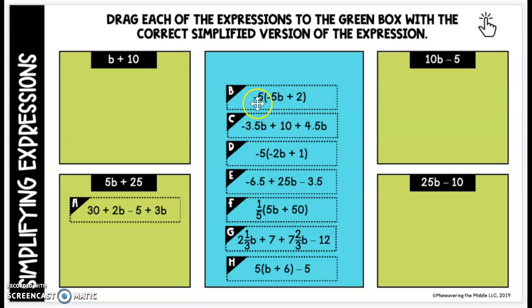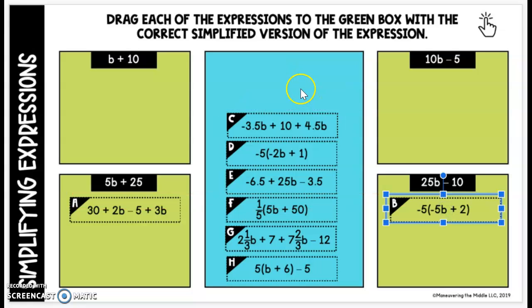So for instance, now we're going to distribute our negative 5 into our parentheses. So negative 5 times negative 5 is 25, and we have that b, so 25b. Negative 5 times positive 2 equals negative 10. So this one would go over here. That is all you are doing. You are distributing, or you're combining like terms in order to find out what section it goes into, what one of these 4 squares. So these are going to be your answers. So that way you can self-check.